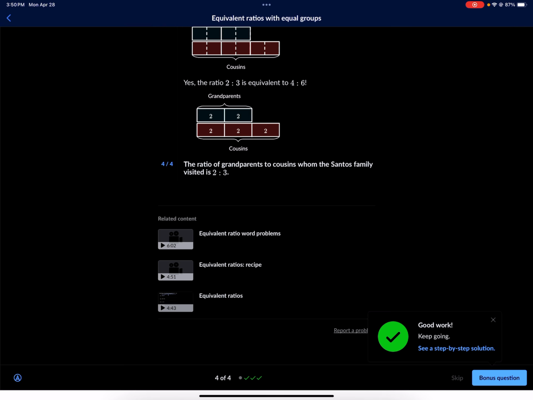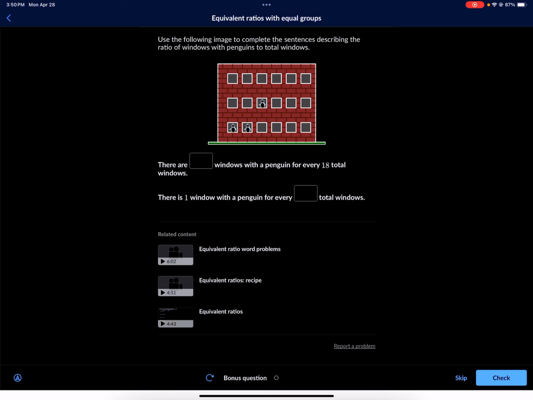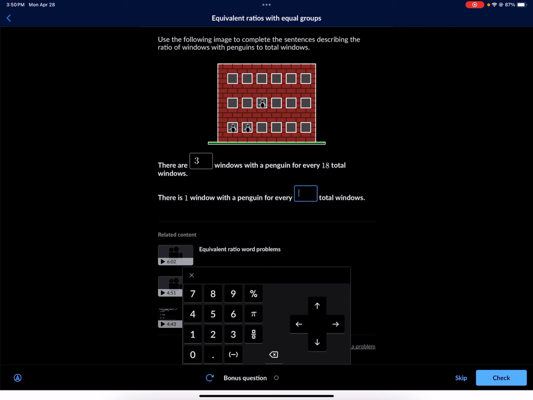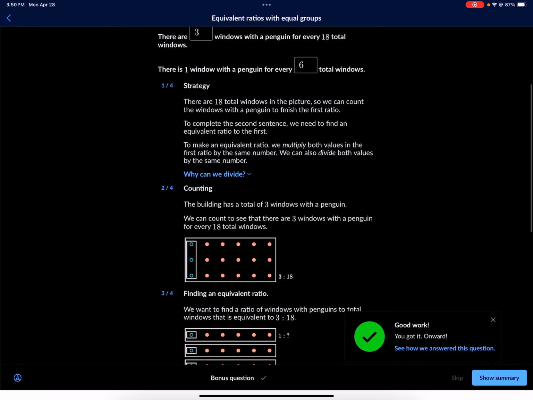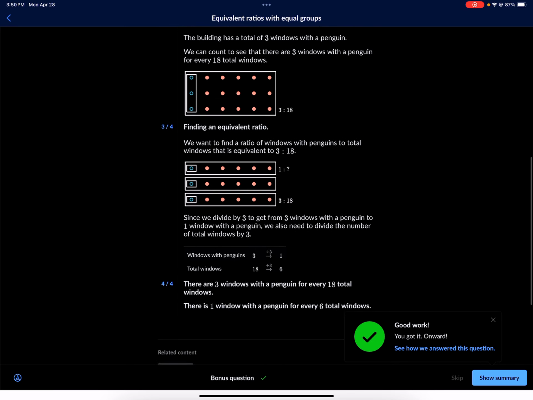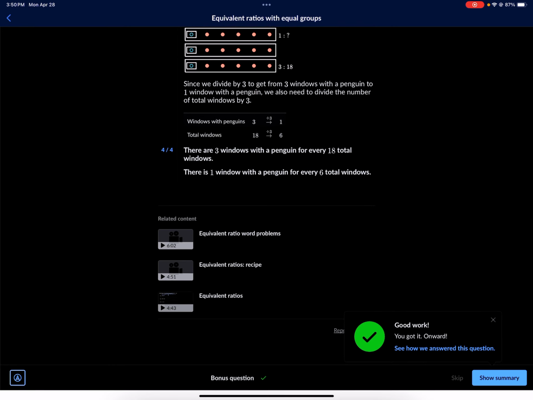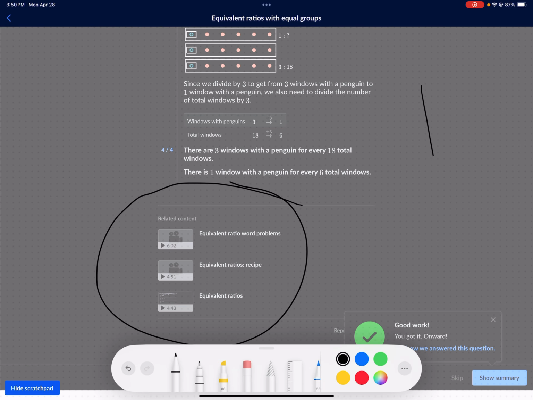Okay, let's do a bonus problem that you guys can take a crack on yourselves. Use the following image to complete the sentences describing the ratio of windows with penguins to total windows. So I'll let you guys take a crack at this problem. Okay, if you got this, great job. You guys are amazing. Oh, you're crushing it. Okay, so here's the explanation. If you got that right, good job. If you didn't, here are the videos, and happy studying.